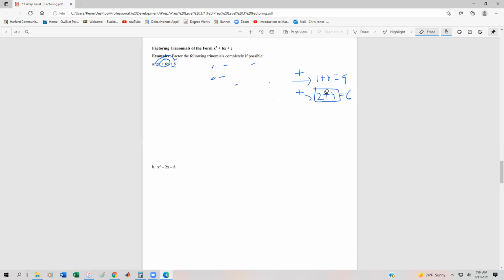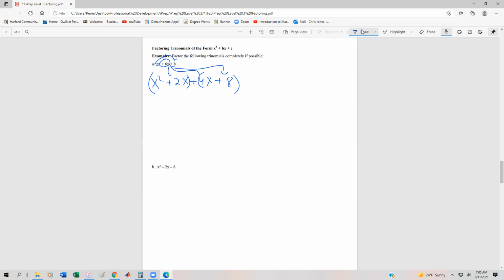I'm going to erase this just to give myself a little bit more room. We're going to use those two magic numbers and split up the 6 in the middle and turn this into a factor by grouping problem. That's what we did earlier in the previous video. So this now becomes x squared, we drop down 6x and make it 2x plus 4x, and then bring over the 8. And we're going to group. Hopefully that makes sense so far.